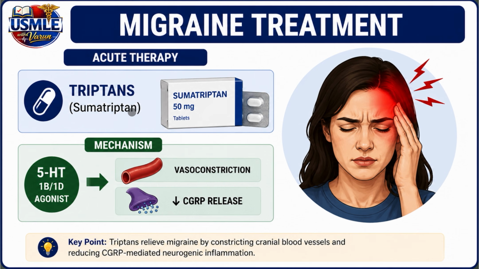Triptans work by activating the serotonin receptors, which eventually causes constriction of the cranial blood vessels and reduces the release of inflammatory mediators. So, acute therapy for migraine is usually with triptans. An example of those triptans is sumatriptan. The mechanism of action is vasoconstriction of the cranial blood vessels, and this leads to reduced release of inflammatory mediators like CGRP. Whenever there is reduced release of inflammatory mediators, there is less meningeal irritation, less inflammation and vasodilation.